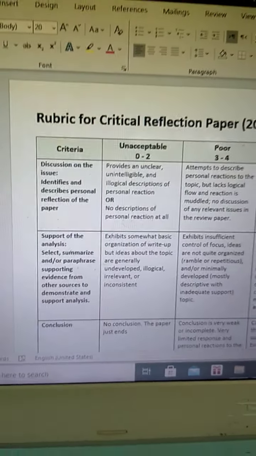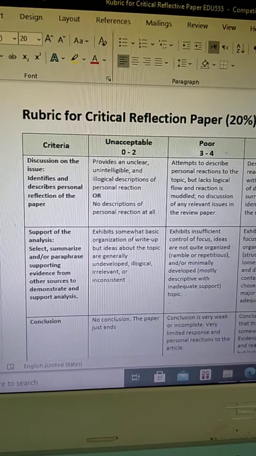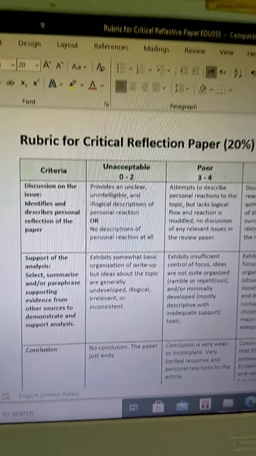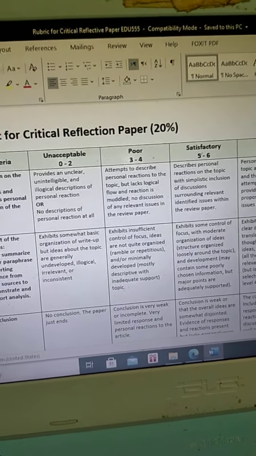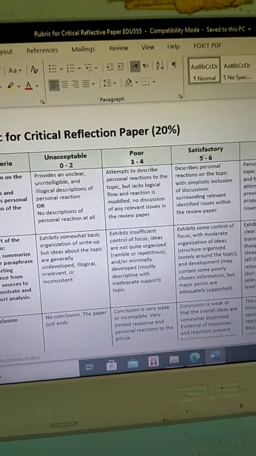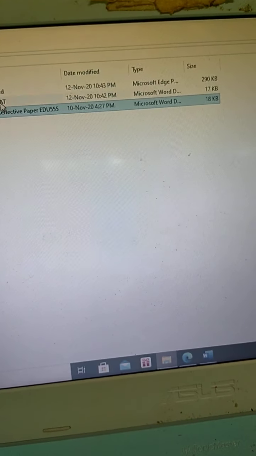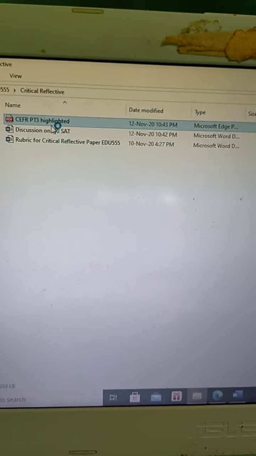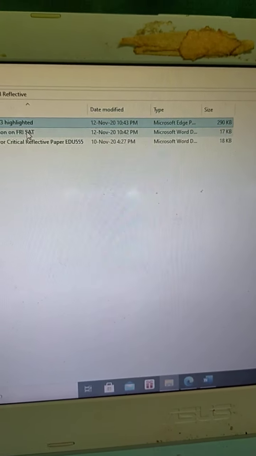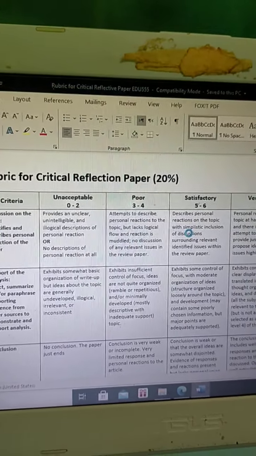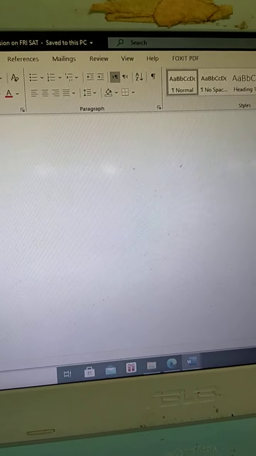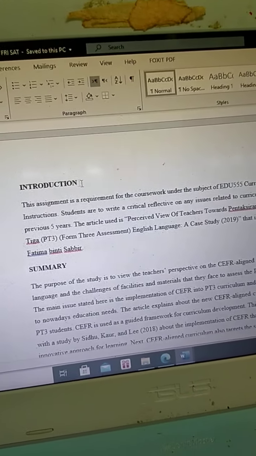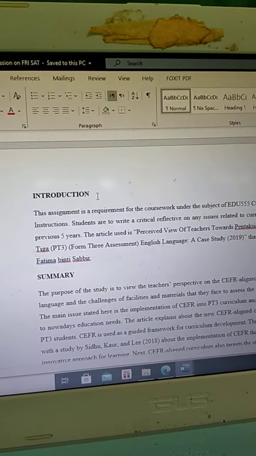Okay, lepas tu you have to support the analysis. Means that because you discuss pasal the issue, you have to support it by giving other resources, other theories. Kalau you ada pakai theories, kalau you ada pakai article study lain, so you have to use that to support your idea. Contoh you kata tadi, cause of mental health is depression. So do you have any theory behind that? Do you have anyone doing a research or study on that?